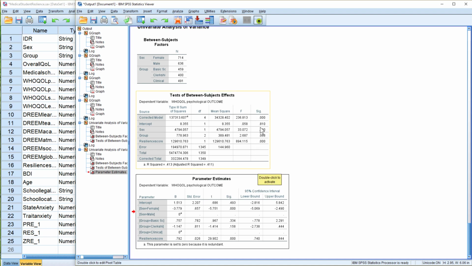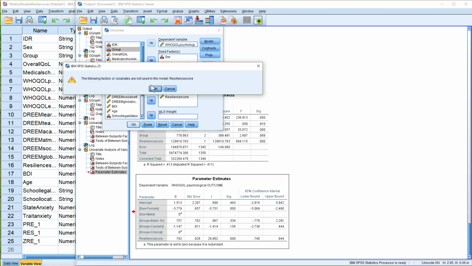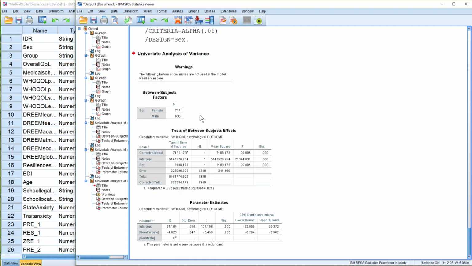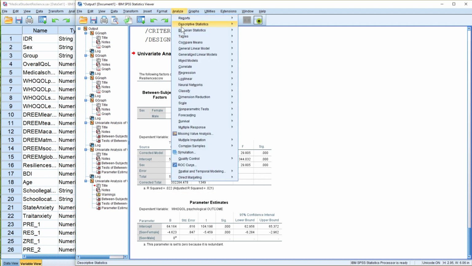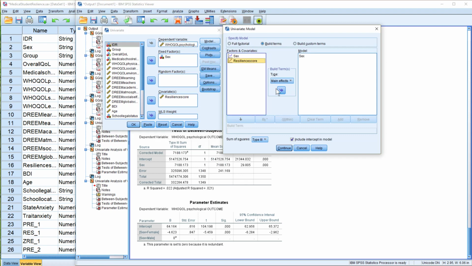So we can see here that there is a significant difference between the genders and an association with resilience. Still not getting any difference between the different groups. So we might take that out as well. Oh, did I take out the wrong one? Hold on. No, it took resilience out of the model. So if something goes weird, go back into your model and just check. All I did was take out the group, but it took out both of them from the model.